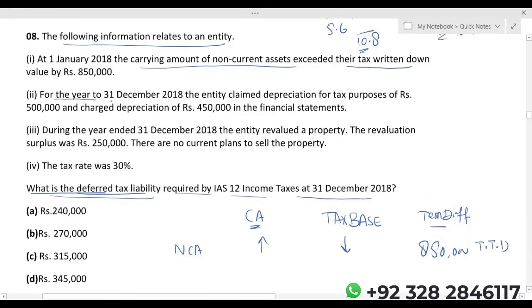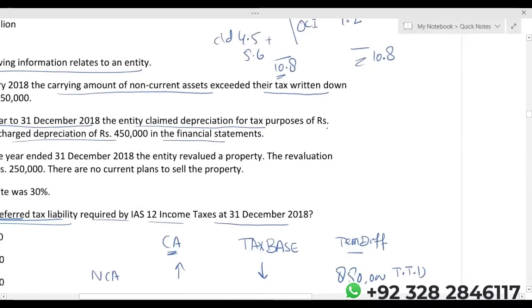For the year ended December 18, the entity claimed tax depreciation of 5 lakh and charged depreciation of 4 lakh 50 in the financial statements. Just as an example, assume that property, plant and equipment has a cost of 1 million. Accounting depreciation is 450, which means the carrying amount will be 550.